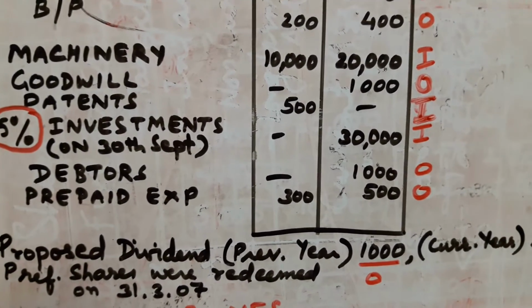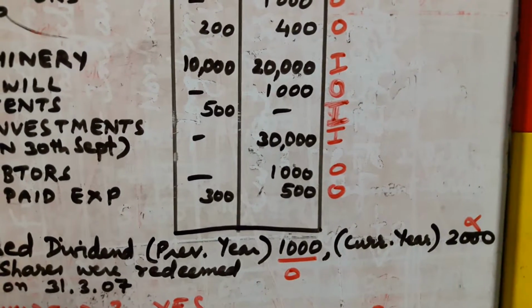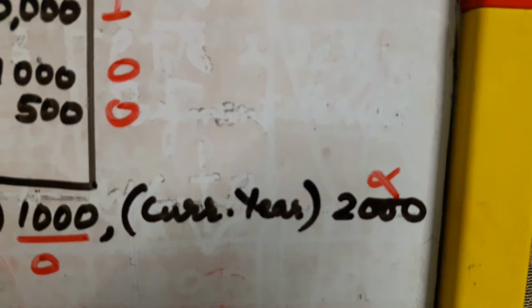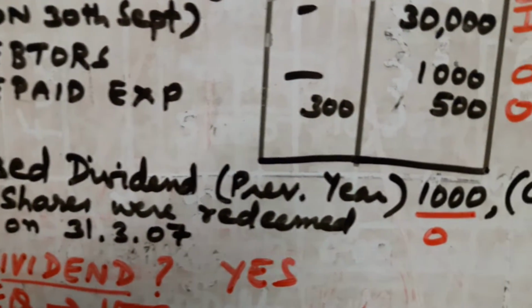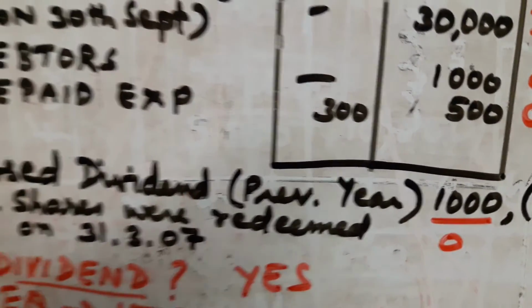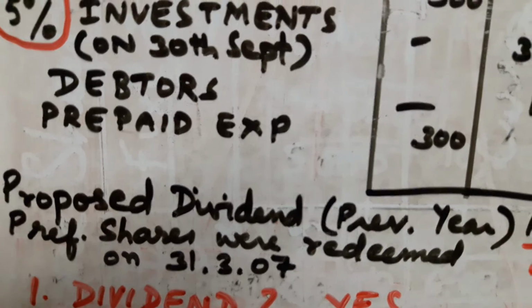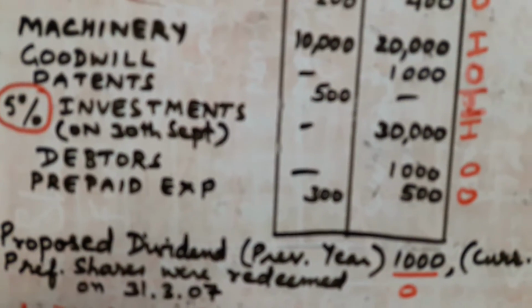Additional information is given that proposed dividend for previous year is 1000 and current year is 2000. Current year proposed dividend has no meaning, simply strike it off. Proposed dividend only for the previous year has a meaning. Similarly, preference shares were redeemed on 31/3/07. These details are given. How to begin your working notes?